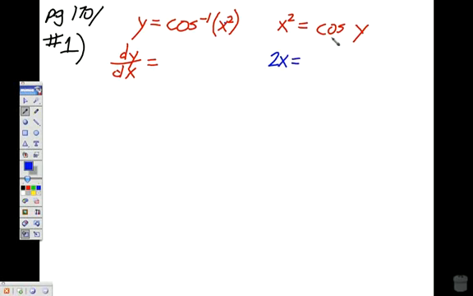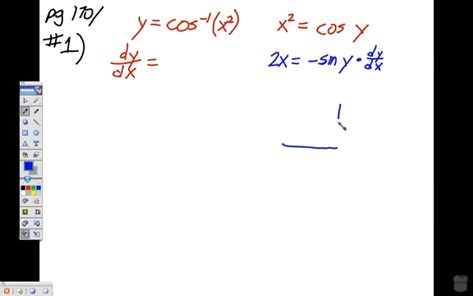The derivative of the cosine of y is negative sine of y, but we're taking the derivative with respect to x, so it's a chain rule, because that's not an x, it's a function of x. So we need to multiply by the derivative of y, dy/dx. And now, before we go any further, let's think about what x and y are. If it's x squared equals the cosine of y, y is an angle.